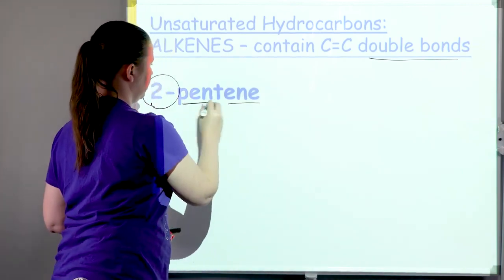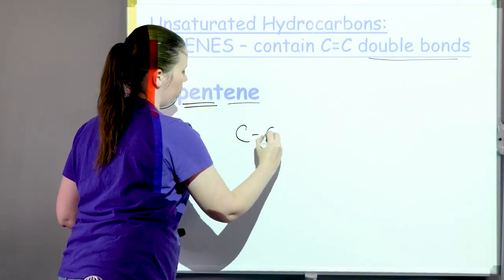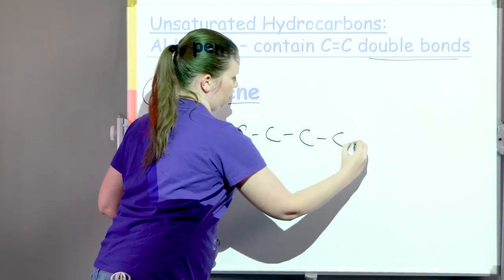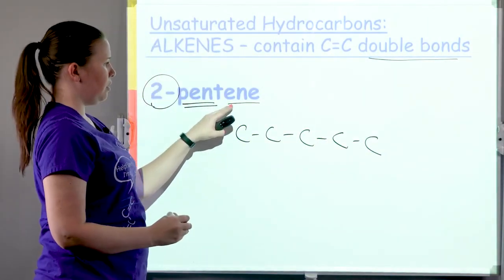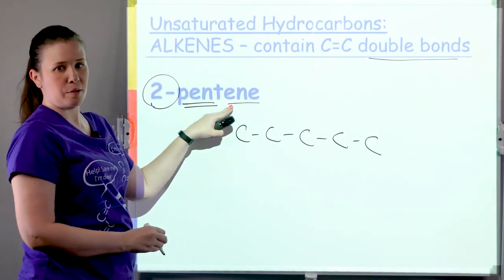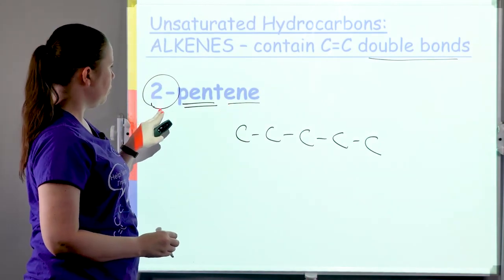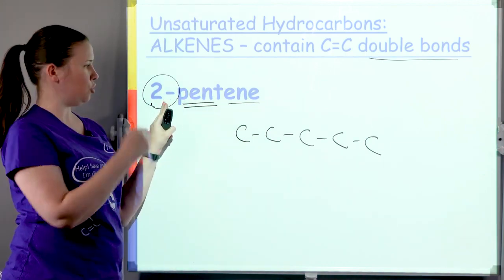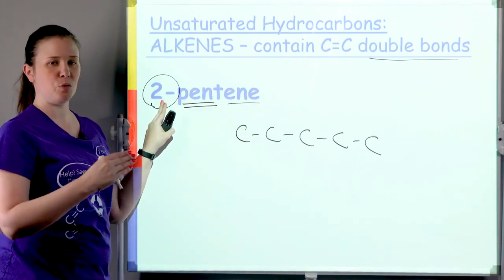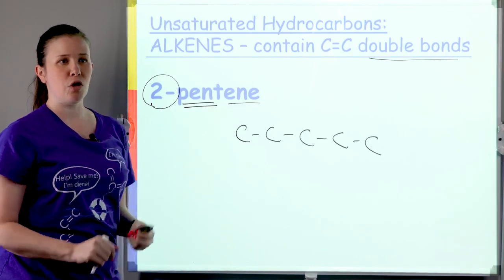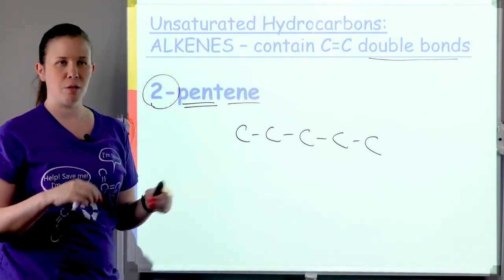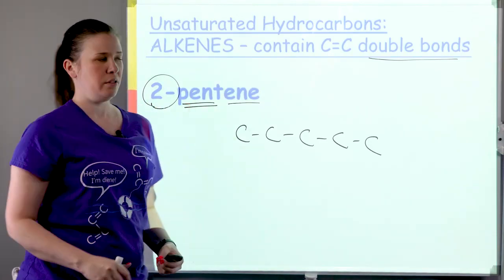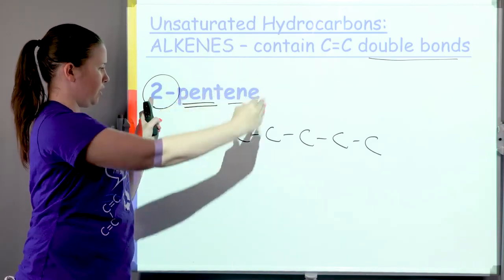So pent, again, is a starting place. So I have 5 carbons. And then the ENE tells me I have a double bond. I'm going to look at the number to figure out where. It's always the lowest of the 2. So if I see a 2 here, that tells me the double bond goes between 2 and 3. If you saw a 7, you would need to know the double bond goes between 7 and 8. It's always between this and the next one up.